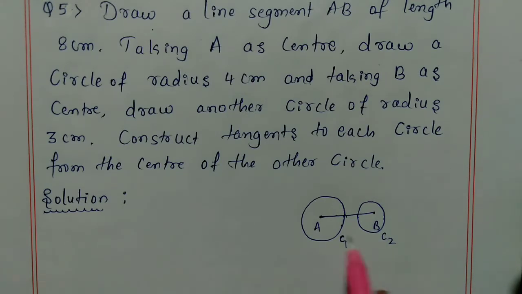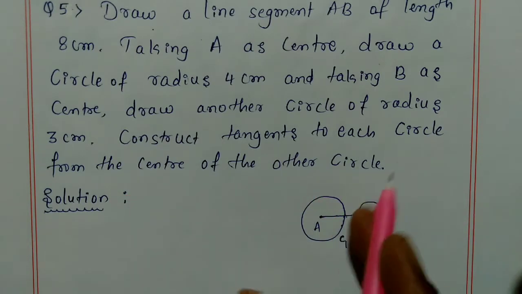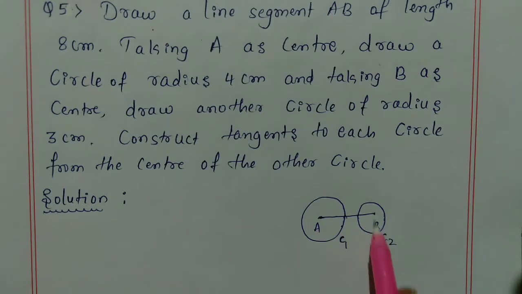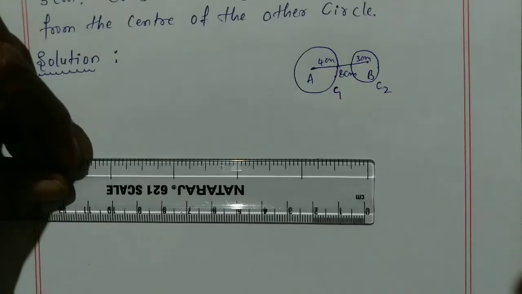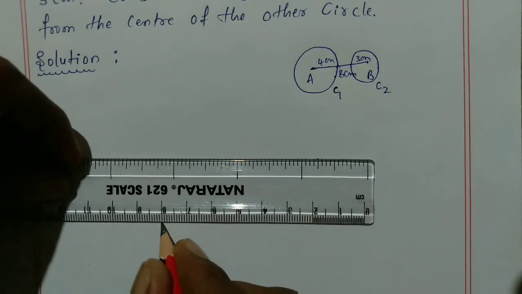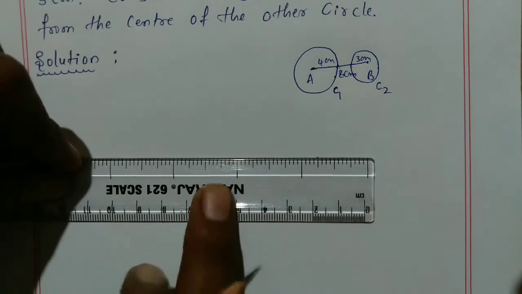Okay. So next, construct tangents to each circle from the center of the other circle. From this A, you can draw two tangents to the C2 circle, and also from this B, you can draw two tangents to the C1 circle. So I will draw here with the help of compass. You can draw one line segment, that is AB. AB line segment, this is 8 centimeter.